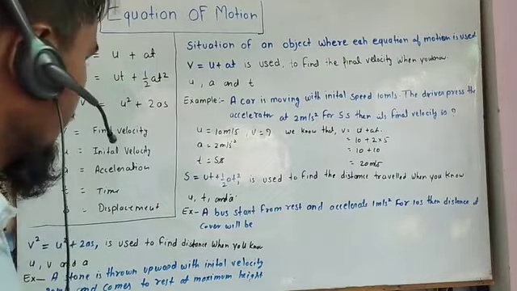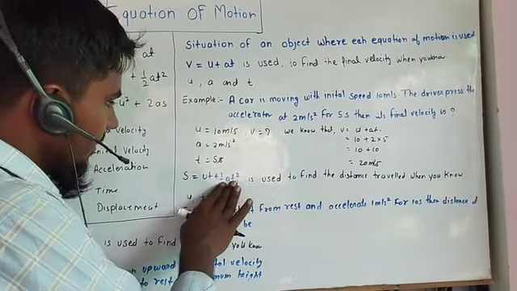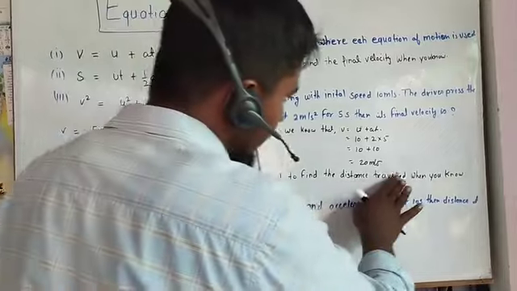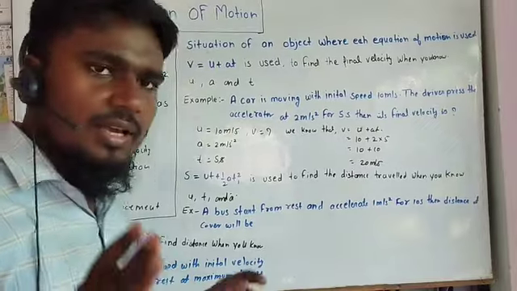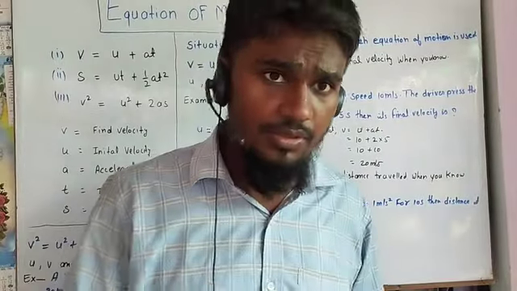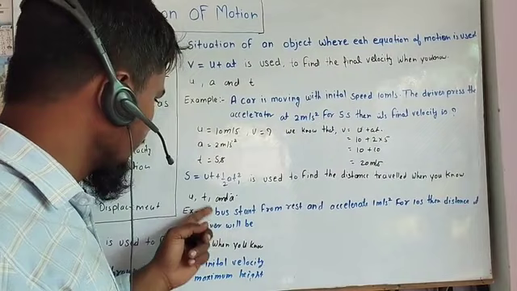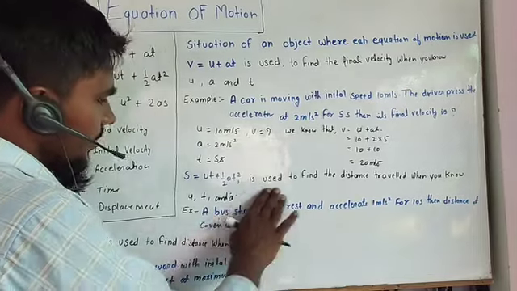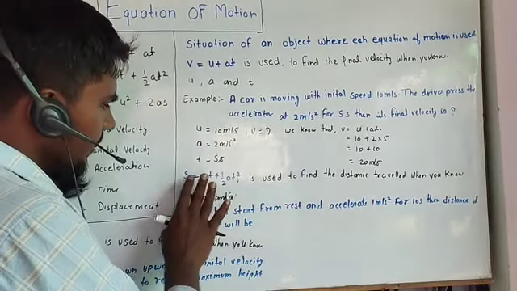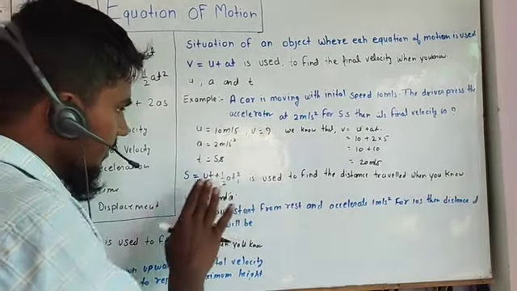Now we come to the second equation of motion. s is equal to ut plus half at square is used to find the distance traveled when you know u, t and a. I repeat: always note in the question what is given, and record the parameters. This equation is used whenever you have to find displacement or distance.